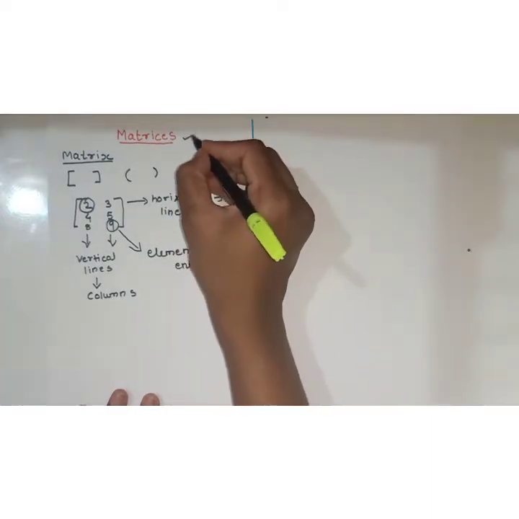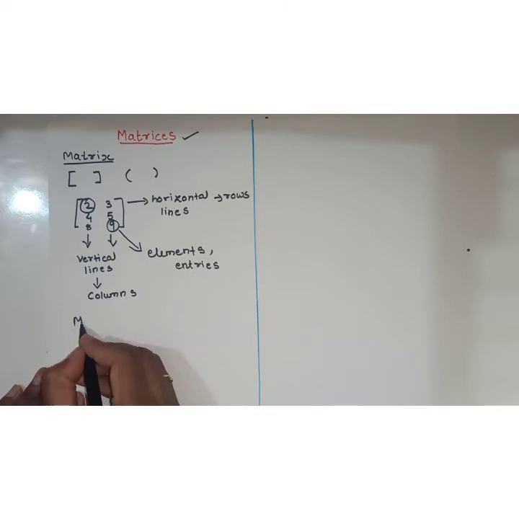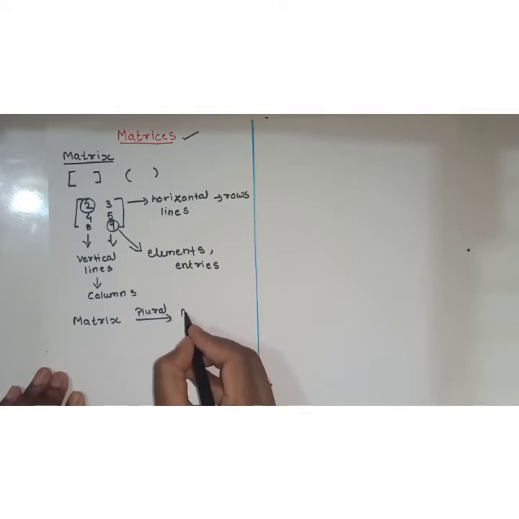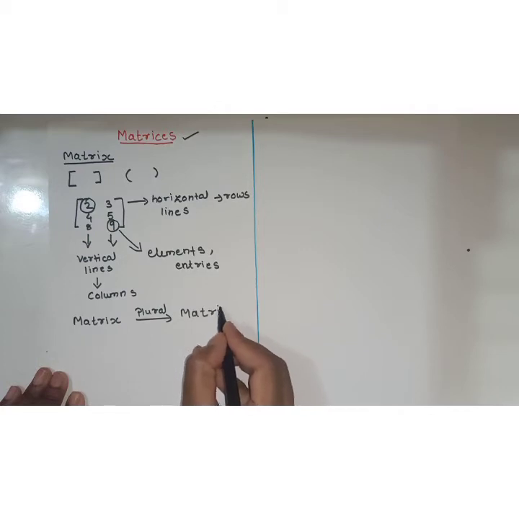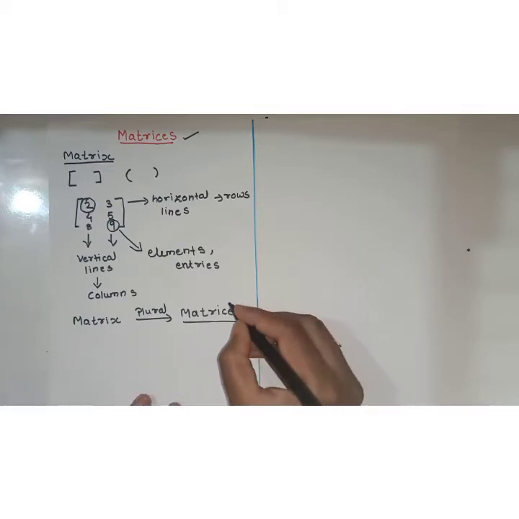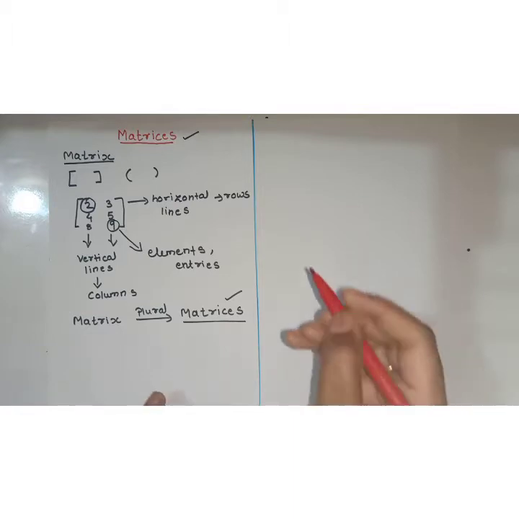Then you may be thinking, what is matrices? Matrices is the plural of the word matrix. Why are we using this word in this lesson? Because here we are not going to study just a single matrix, but various kinds of matrices. Clear? Now the next term which we are going to see is the order of a matrix.